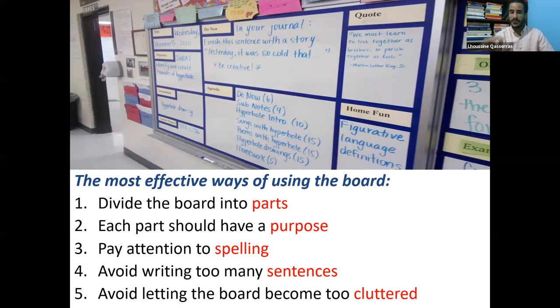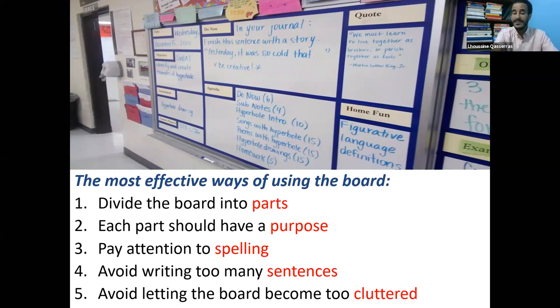So here, the first tip, divide into spaces. Number two, each part or each space should have a purpose. The purpose is for teaching vocabulary. The purpose is for correction. The purpose is for generating the rule. The purpose is for giving examples. The purpose is for explanations, etc. So what's the purpose for each part?